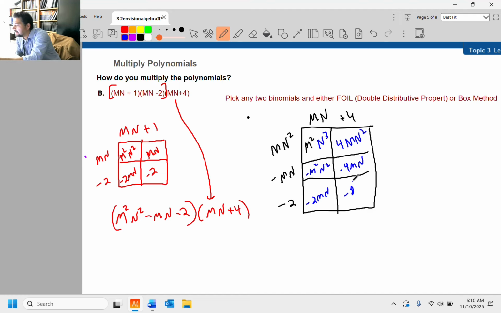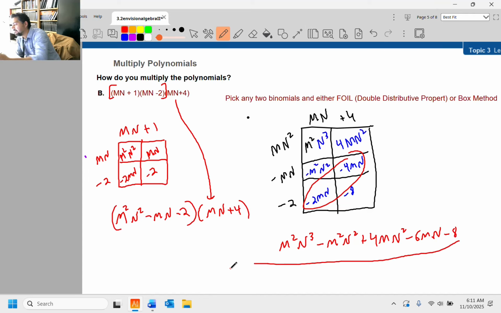All right, so let's scan this thing here. I see an m squared n cubed. That's my first term. These guys aren't alike. They're close, but they're not quite. Minus m squared n squared plus 4mn squared. These guys are alike. Minus 6mn. And then finally minus 8. So yeah, it's going to take you a minute. Big whoop. What else you got to do with your time?